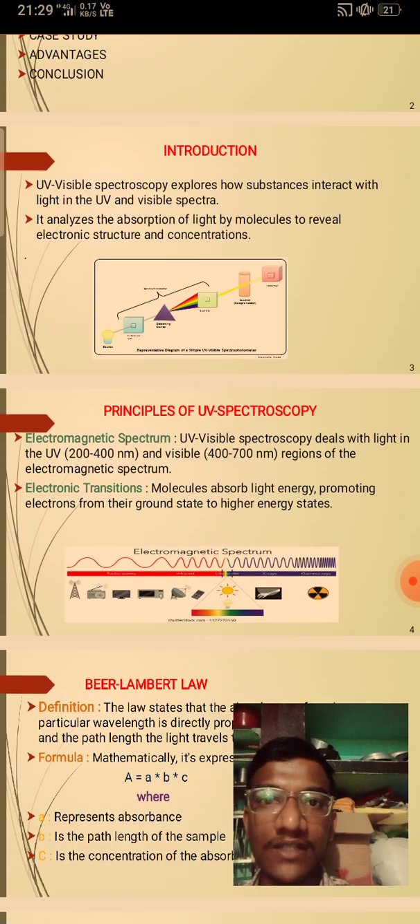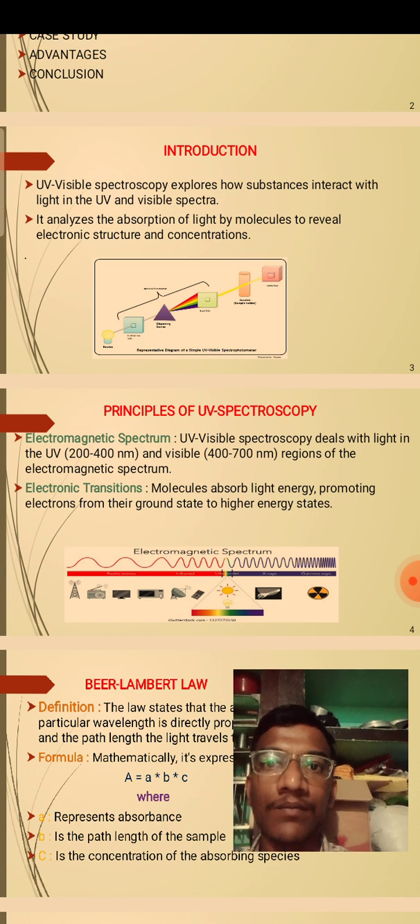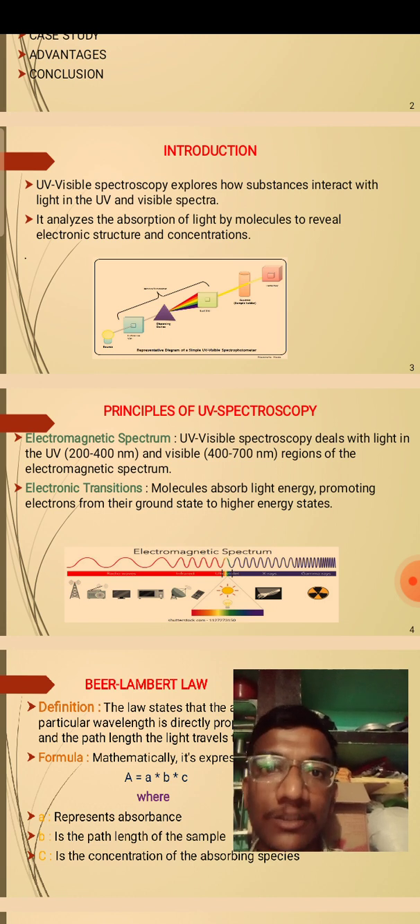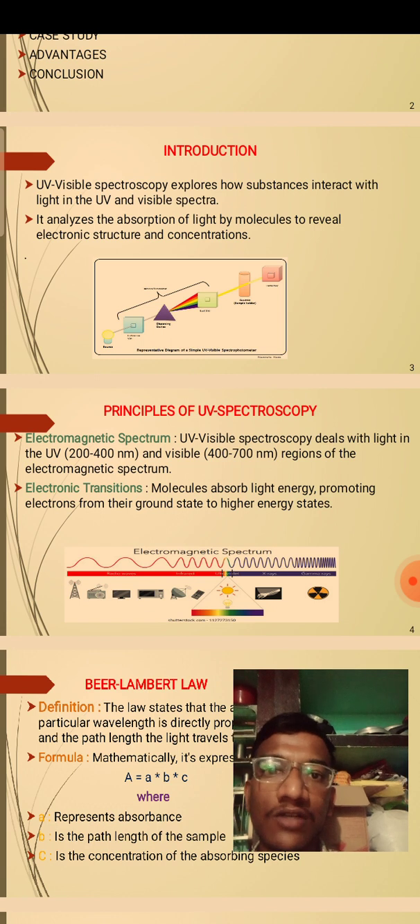Now first we can discuss the introduction. UV visible spectroscopy explores how substances interact with light in the UV and visible spectra. It analyzes the absorption of light by molecules to reveal electronic structure and concentrations.